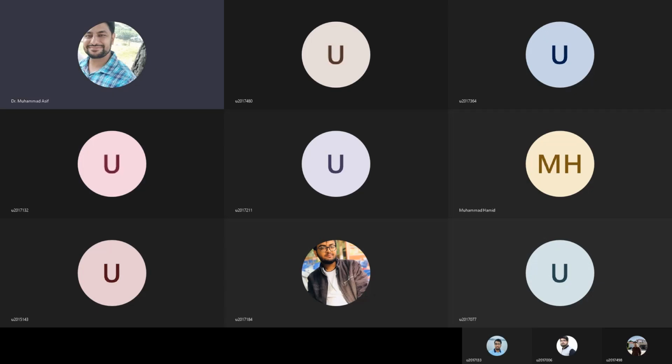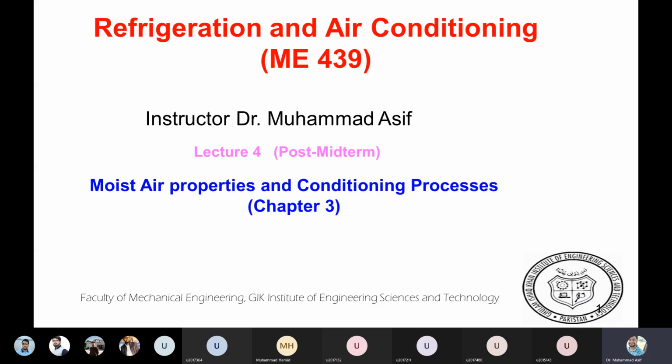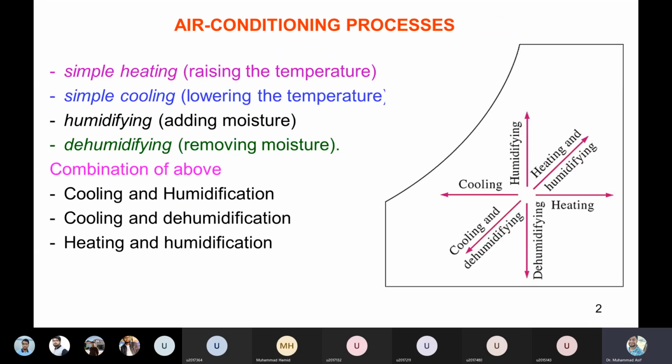All right, let's continue the same chapter, chapter 3. In the previous class, we started with the introduction of standard air and moisture, and we saw that various fundamental parameters of the moisture can be computed with the help of various empirical relations, as well as we can also use the psychrometric chart for calculating the same fundamental parameters.